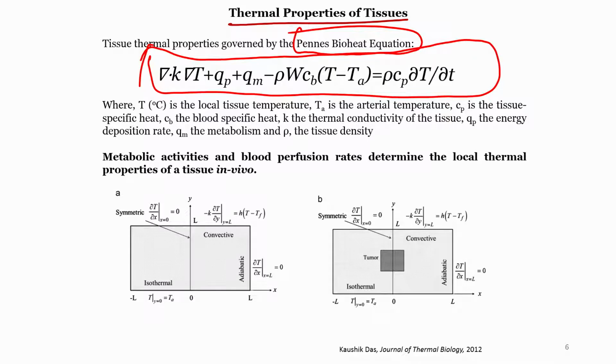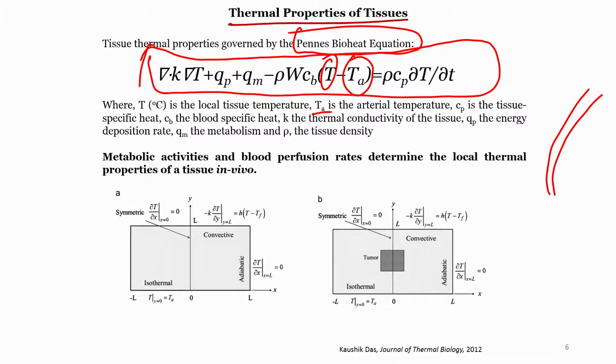So we see a lot of things, right? Del dot k del T plus Qp plus Qm minus rho w Cb (T minus Ta) equal to rho Cp dou T by dou t. Okay, let us see what this is. T here is basically the tissue temperature. The overall bulk tissue temperature is T. Ta is the arterial temperature. By arterial temperature I mean the temperature of the arteries that carry the blood, that is Ta.